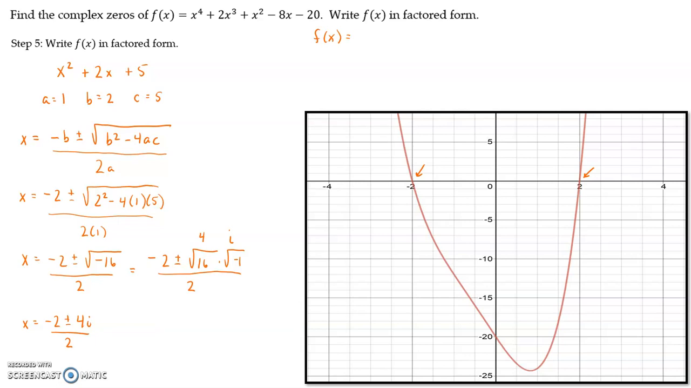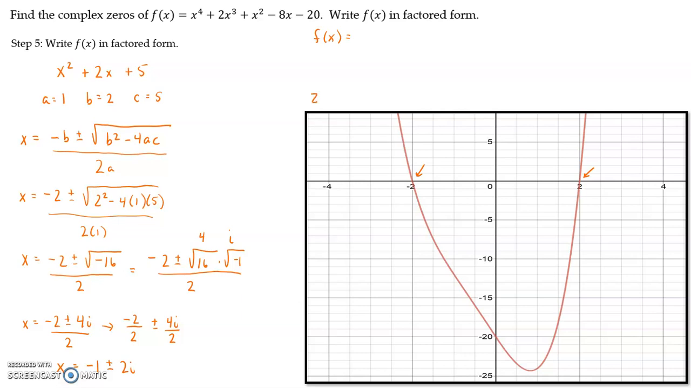And keep in mind, when you go to simplify this, you want to divide each thing here by the 2. So this is the same as negative 2 over 2 plus or minus 4i over 2. Right, so our x values are going to be negative 1 plus or minus 2i. Okay, and there are your last 2 zeros.